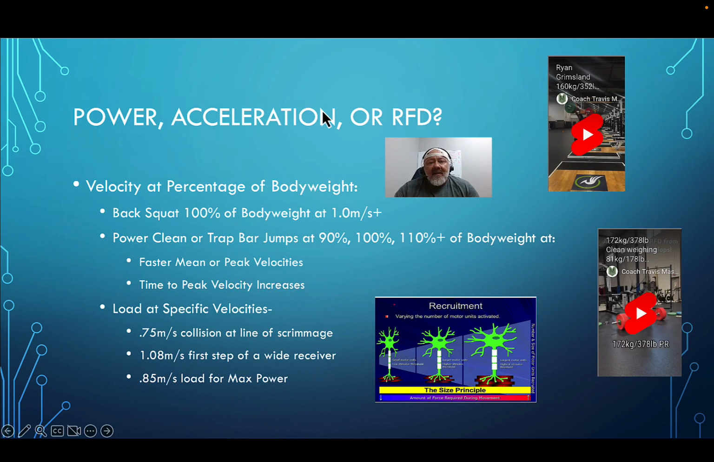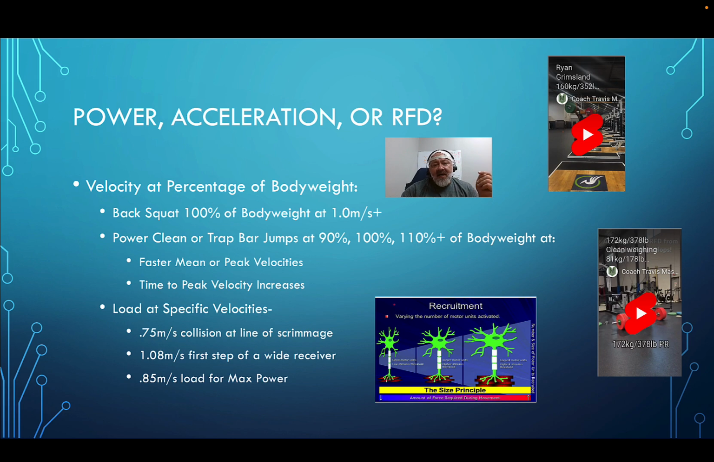What about power, acceleration, or rate of force development? That's a little different, but you still have to have some type of progressive overload. So I've used a velocity at a percentage of body weight. So example, back squat at 100% of body weight, with my goal to be as close to 1.0 meters per second or higher. And the way you do that is you're going to do 110% some days, 90% some days, and you're just going to work and try different modes until this gets faster.